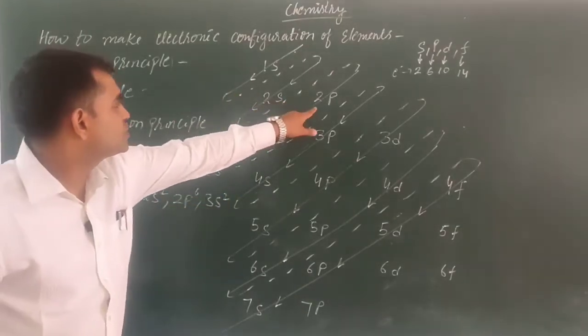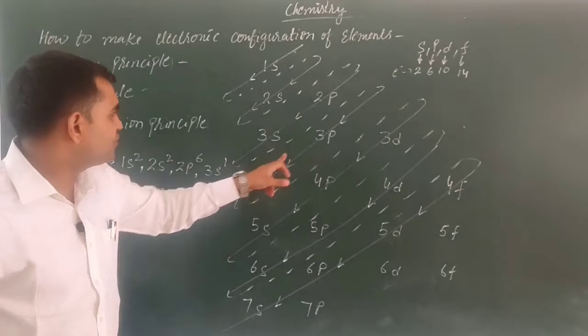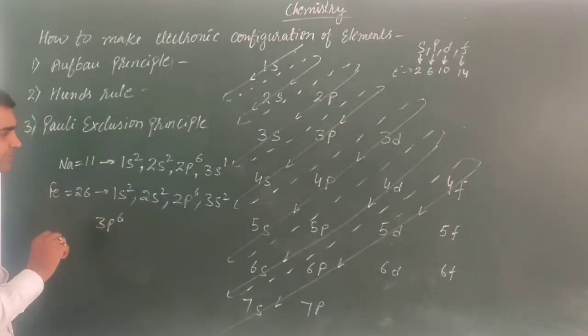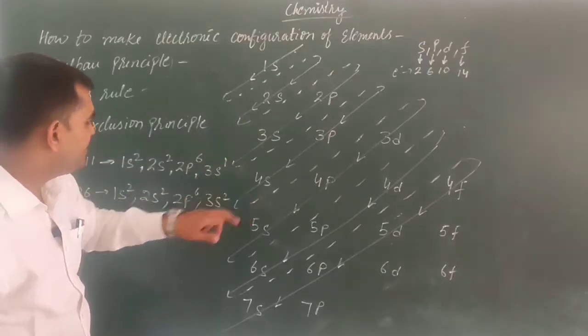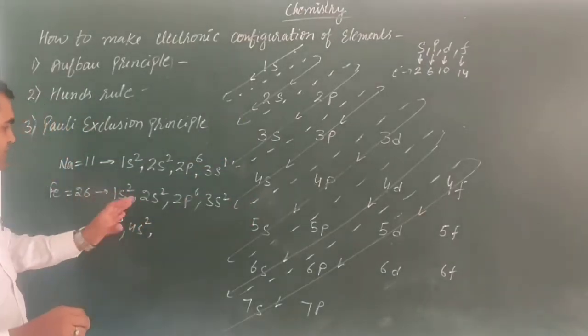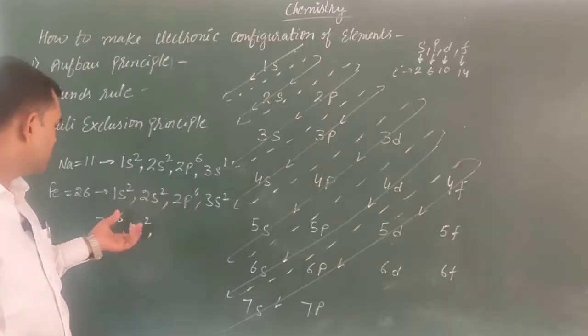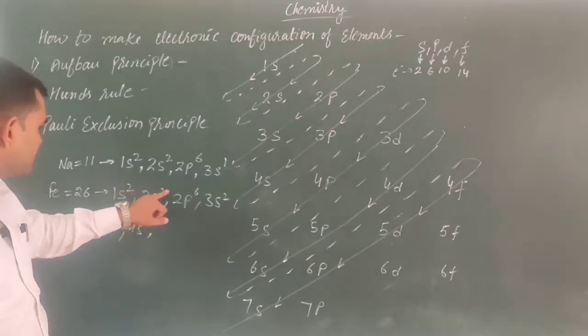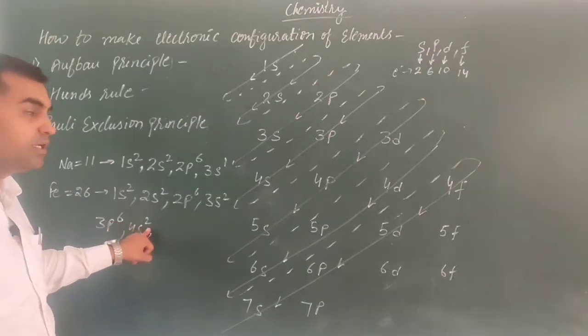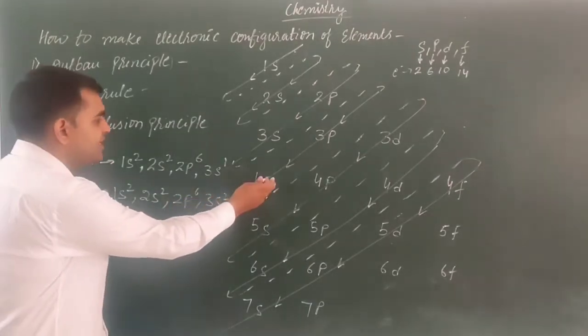1s, 2s, 2p, 3s. Okay, after 3s there is 3p. Now 3p6. After 3p we have 4s, 4s2. Okay, now firstly count the number of electrons till 4s. That is 10, 12, 12 plus 6 is 18, plus 2 is 20. Till 4s we have 20 electrons.